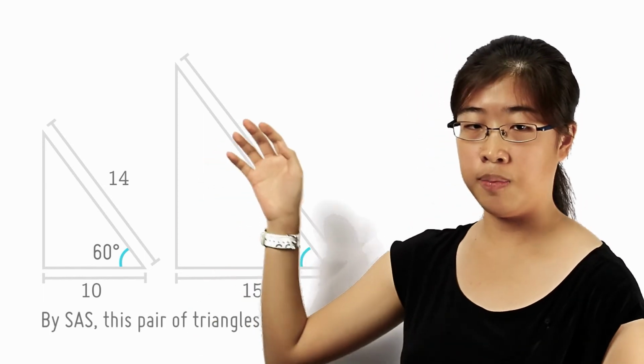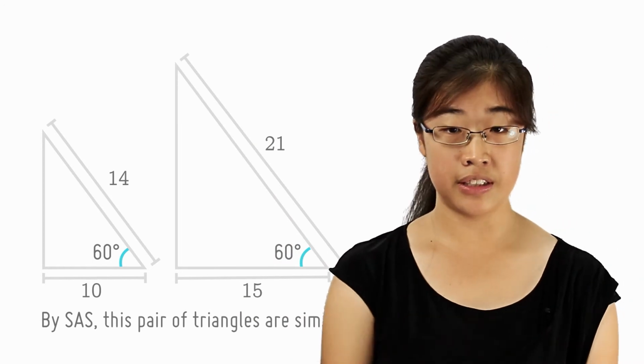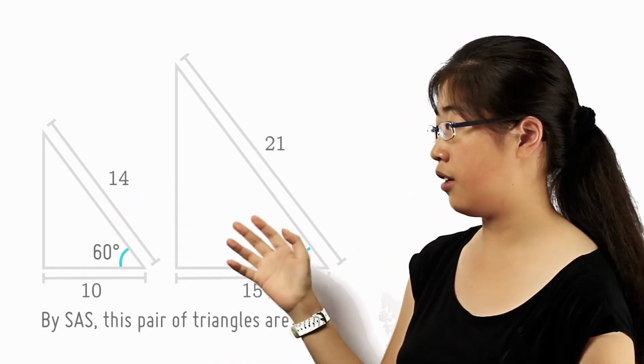Now look at the angles between the two sides. They are both 60 degrees. Thus, these two triangles are similar.